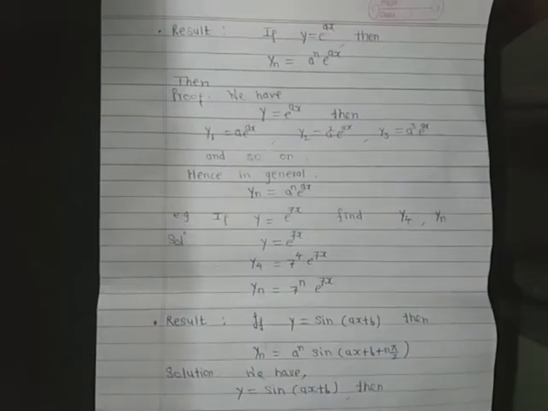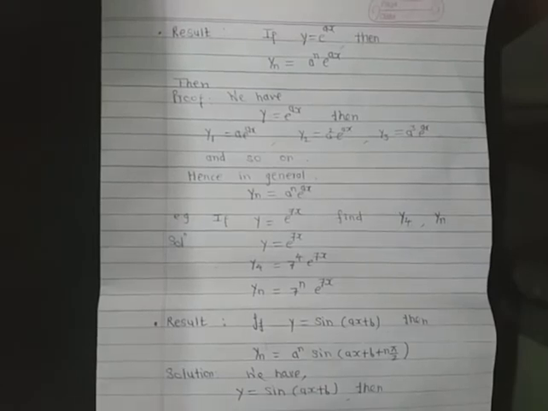Today we will see some examples of successive differentiation. That is, some examples in which we have to find the nth derivative of some functions. Consider the result y equal to e raised to ax. Here we have to find the nth derivative of y, that is yn equal to a raised to n e raised to ax. Let us see the proof of this result.